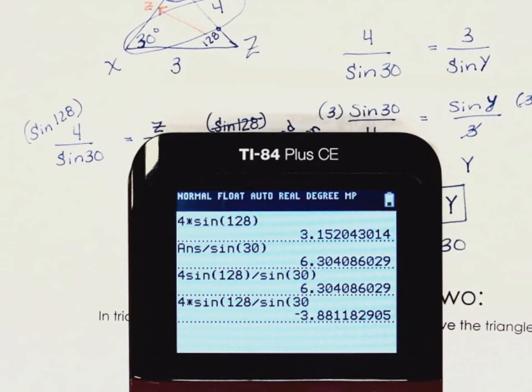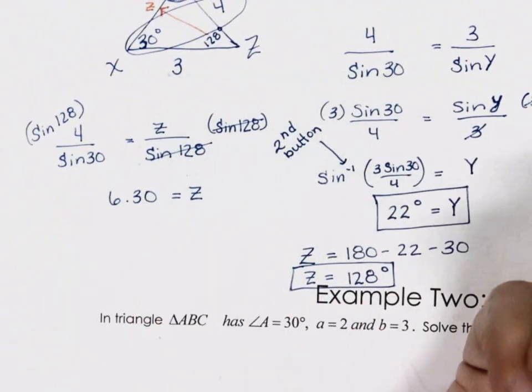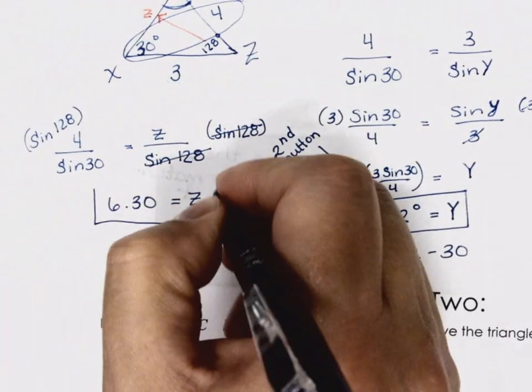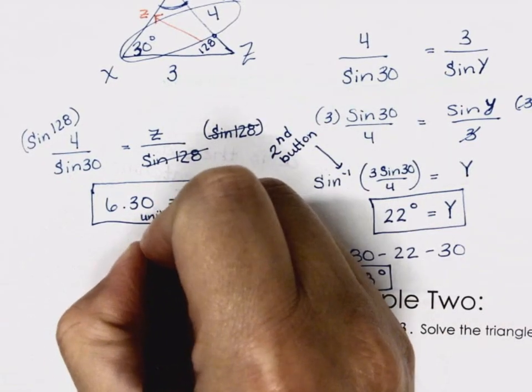Do we round to the whole number? No, we're going to use 2 decimal places, so 6.30. And there's no units of measure given on this one, so we are just going to leave it, or we could simply write in units.